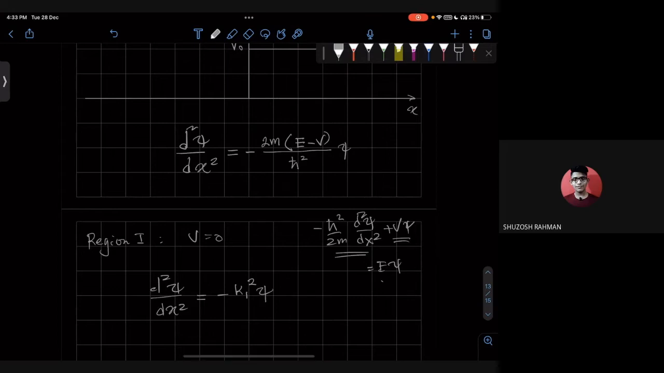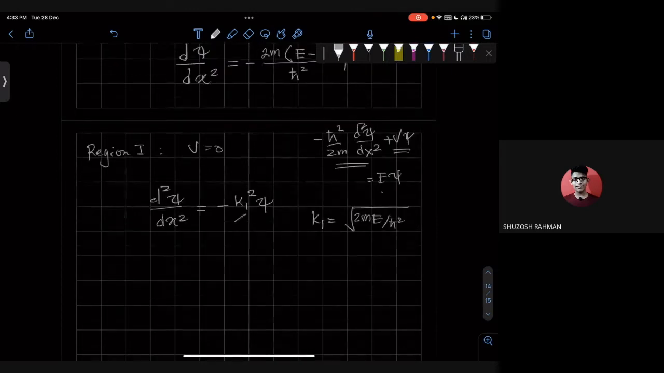So this is the equation in region 1, where k1 is the square root of 2mE by h bar squared. Okay, do you agree? Yeah. So when this is a positive number, with this minus sign, you can show that the most general solution to this is a e to the power plus i k1 x plus b e to the power minus i k1 x, okay? If you just plug this in, you'll see that that's the case. Okay, and a and b are integration constants.